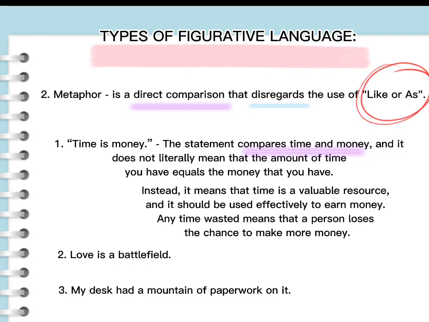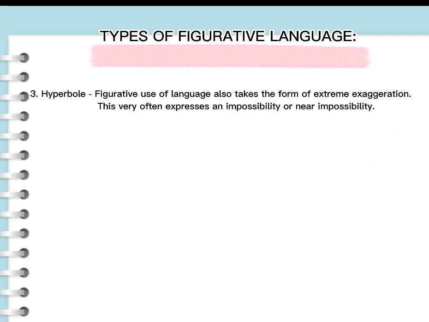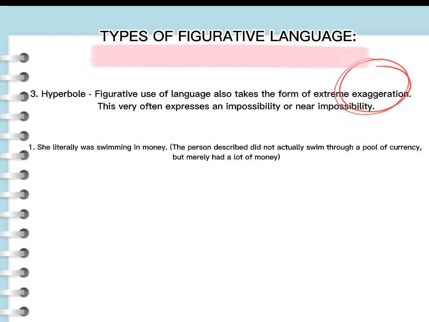Number 3 is hyperbole. Hyperbole is a figurative use of language that also takes the form of extreme exaggeration. This very often expresses an impossibility or near impossibility. Our keyword here is exaggeration, an overstatement of the truth. Now let's have an example. Number 1. She literally was swimming in money. The person described did not actually swim through a pool of currency, but merely had a lot of money. That is why it is hyperbole, because it is an exaggeration.